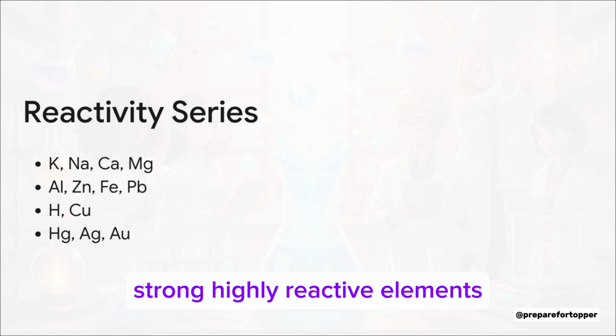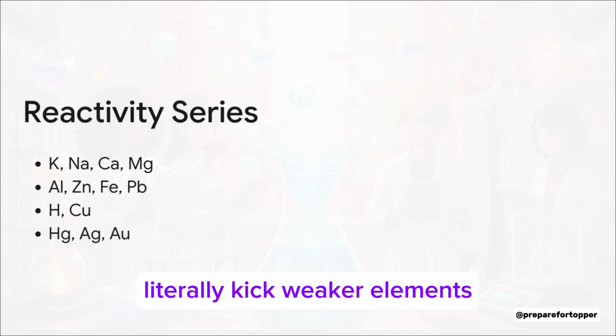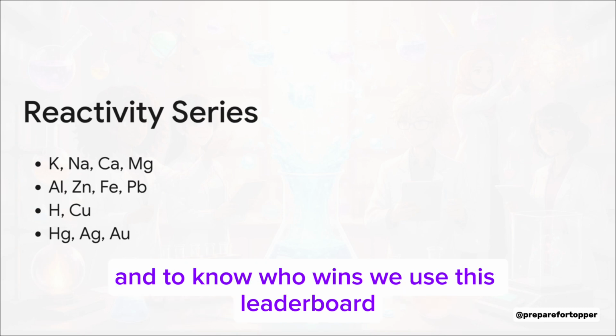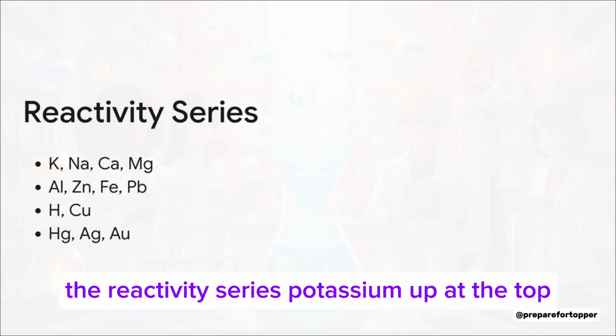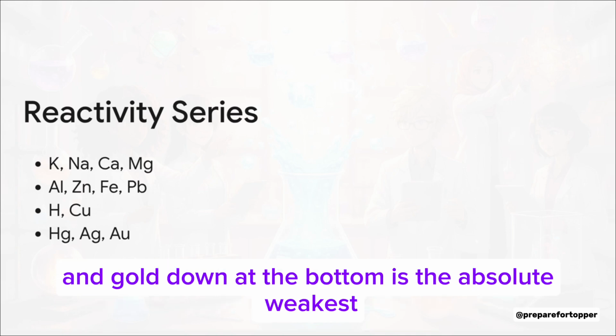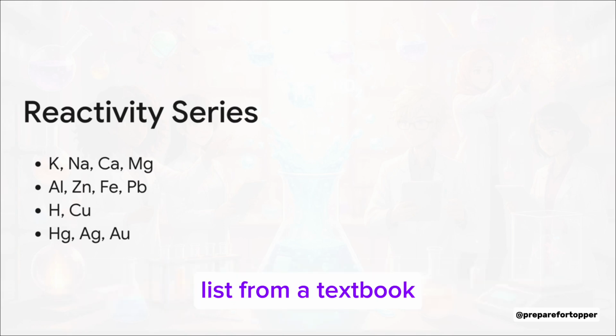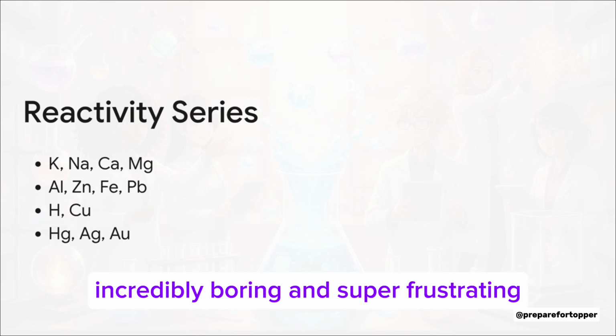Strong, highly reactive elements literally kick weaker elements right out of their compounds. And to know who wins, we use this leaderboard, the reactivity series. Potassium up at the top is the ultimate heavyweight champion, and gold down at the bottom is the absolute weakest. Now, trying to just memorize this massive list from a textbook is incredibly boring and super frustrating.